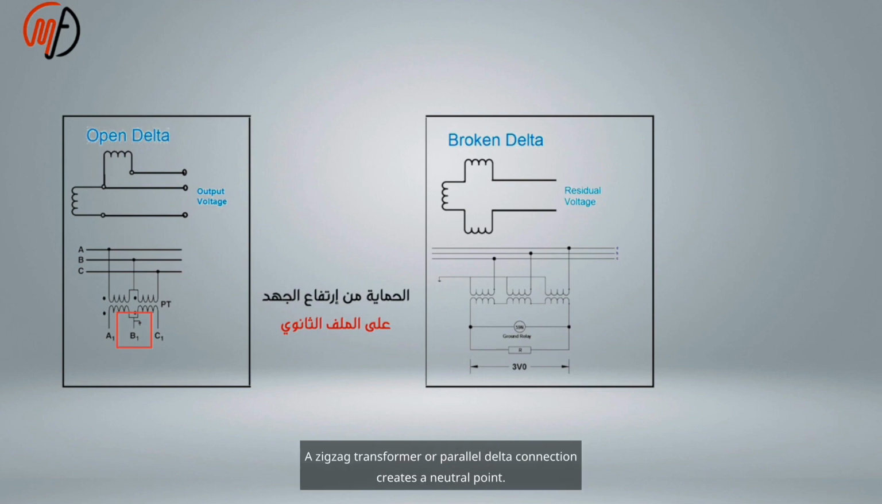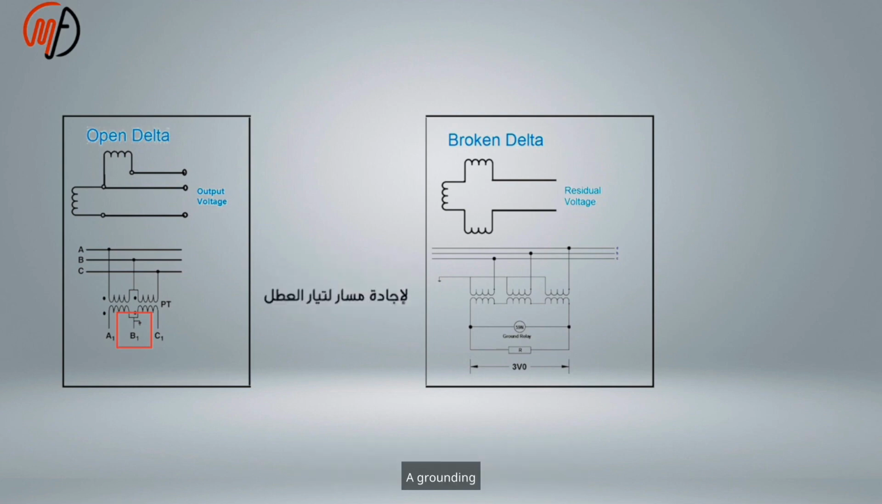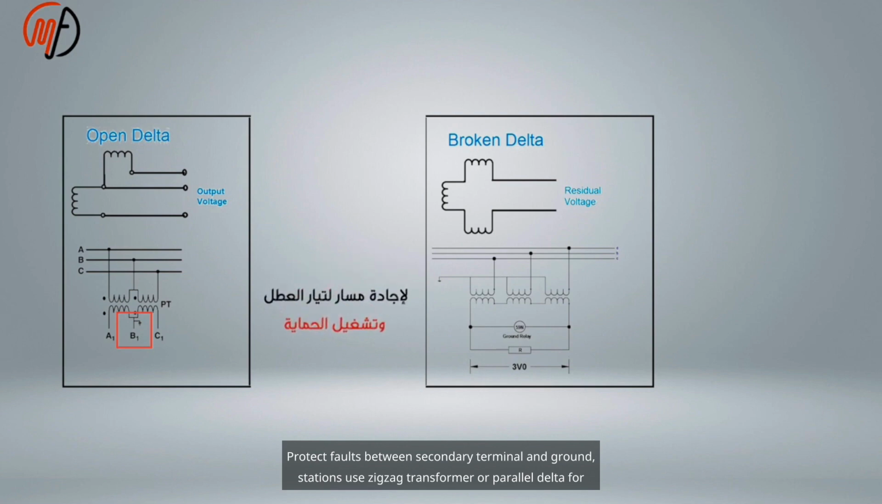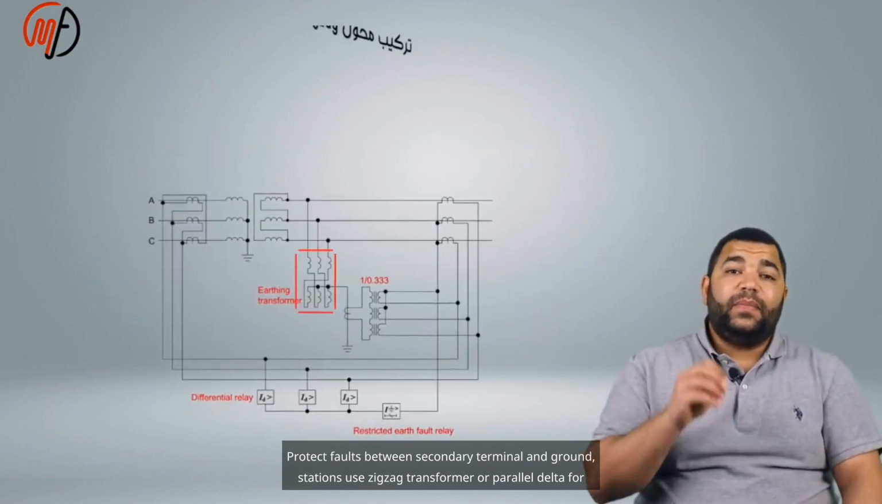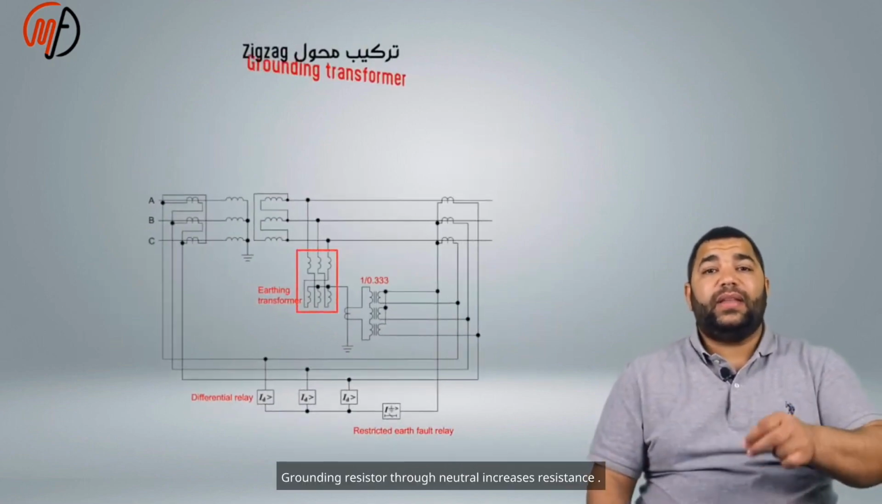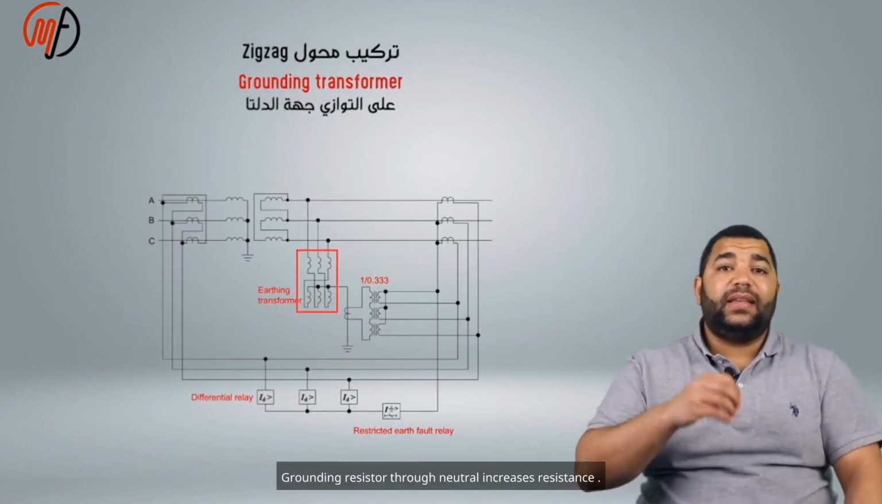A zigzag transformer or parallel delta connection creates a neutral point. A grounding, protect faults between secondary terminal and ground. Stations use a zigzag transformer or parallel delta for the neutral point. A grounding resistor through the neutral increases resistance.